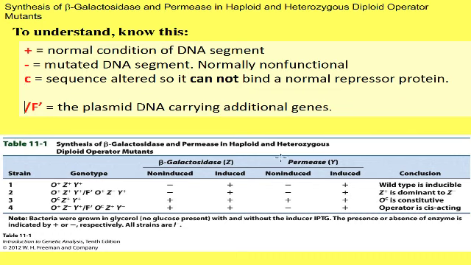Now we're in a position to tackle the third experiment, strain 3. So in this test tube, the bacteria contain just the bacterial chromosome, and on that bacterial chromosome, the Z gene and the Y gene are perfectly fine, but the operator is defective.